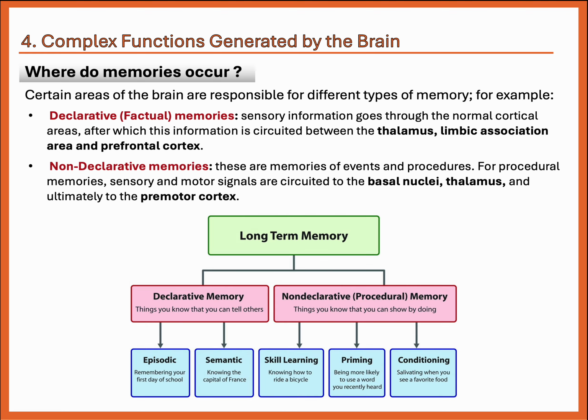When you're on the bike, your basal ganglia, your basal nuclei and your thalamus, they're going to know immediately what to do, right? You won't even need to think about it. It's hard to describe to someone how to do that.